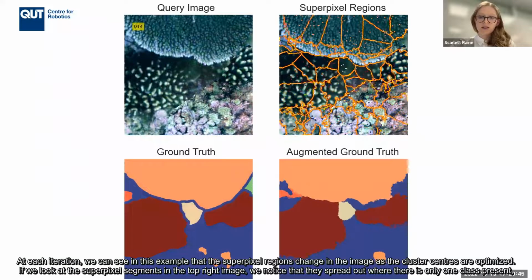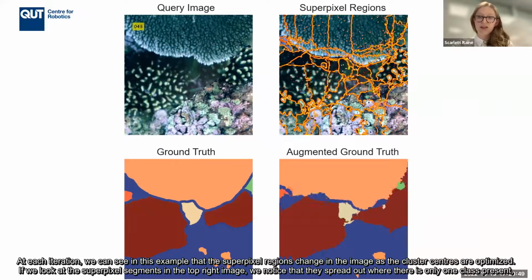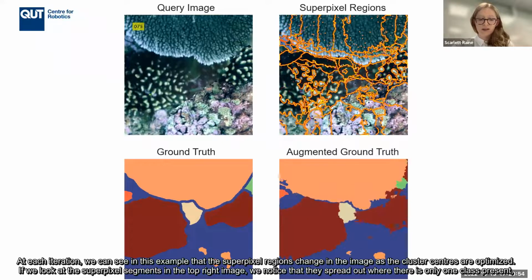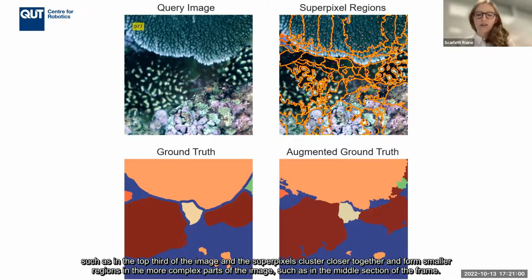At each iteration, we can see in this example that the superpixel regions change in the image as the cluster centers are optimized. If we look at the superpixel segments in the top right image, we notice that they spread out where there is only one class present, such as in the top third of the image, and the superpixels cluster closer together and form smaller regions in the more complex parts of the image, such as in the middle section of the frame.